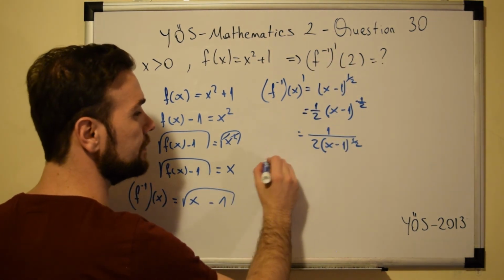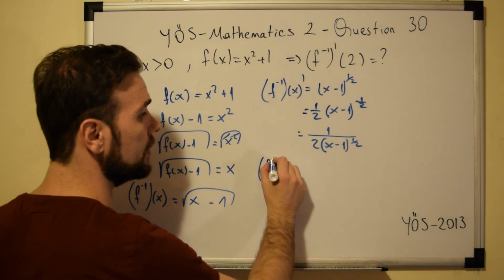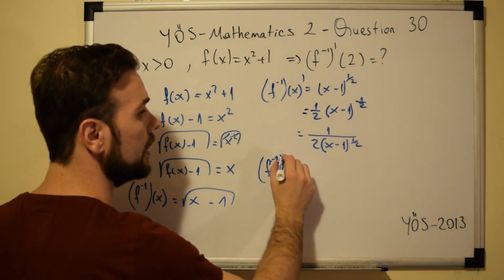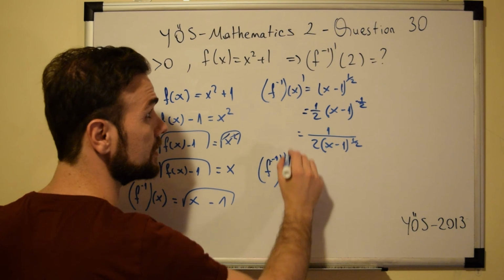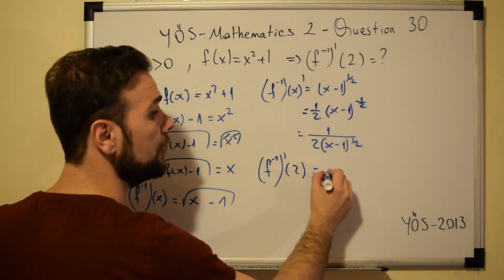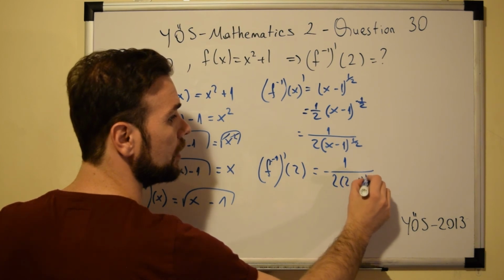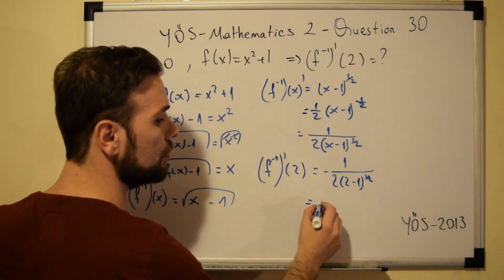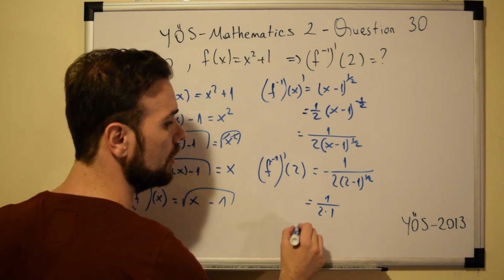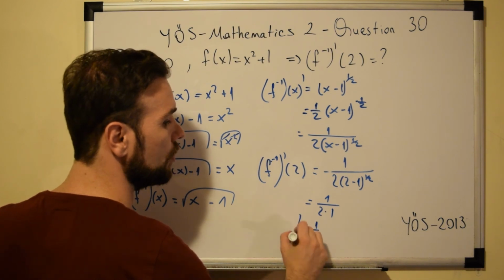So we have the derivative of the inverse of f(x), but now we are trying to find it for 2, which is equal to 1 over 2 times (2 minus 1) to the power of 1 over 2, which is equal to 1 over 2 times 1, so the final answer is 1 over 2.